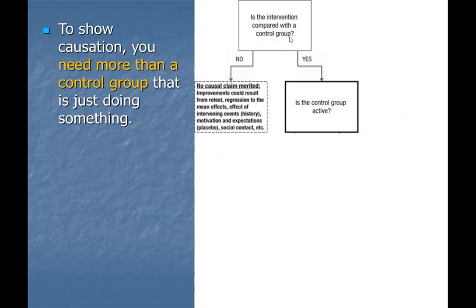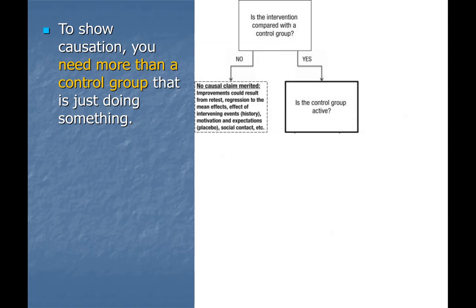But let's say yes, there's a control group. There's a second question we need to ask ourselves. Is the control group active? So is the control group just sitting there for 2 hours while the other group played the brain training game for 2 hours? Was the control group people who were just going about their lives for 6 months, whereas the brain training group was doing brain training for 6 months? If that's the case, then we have a non-active control group, and that's not a good comparison.